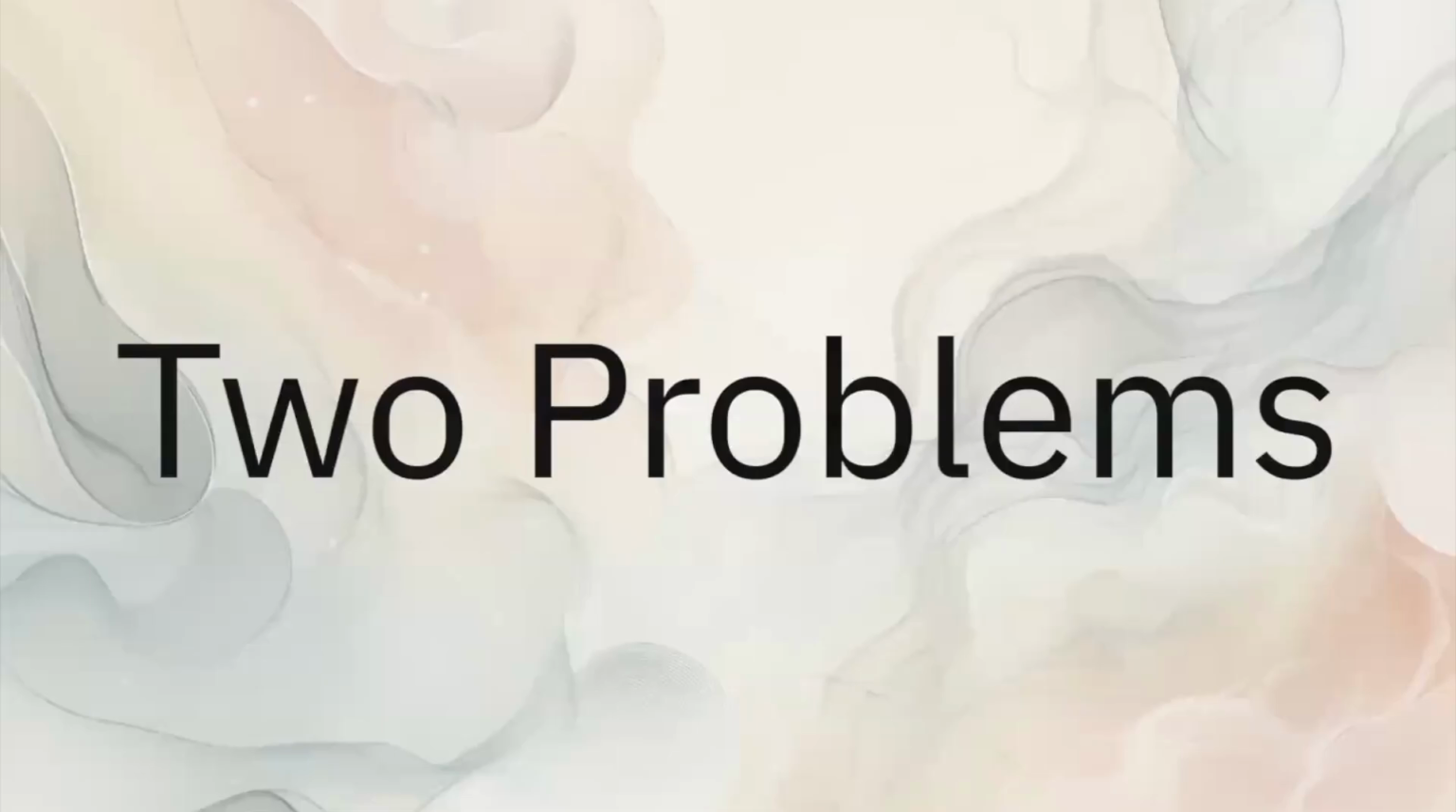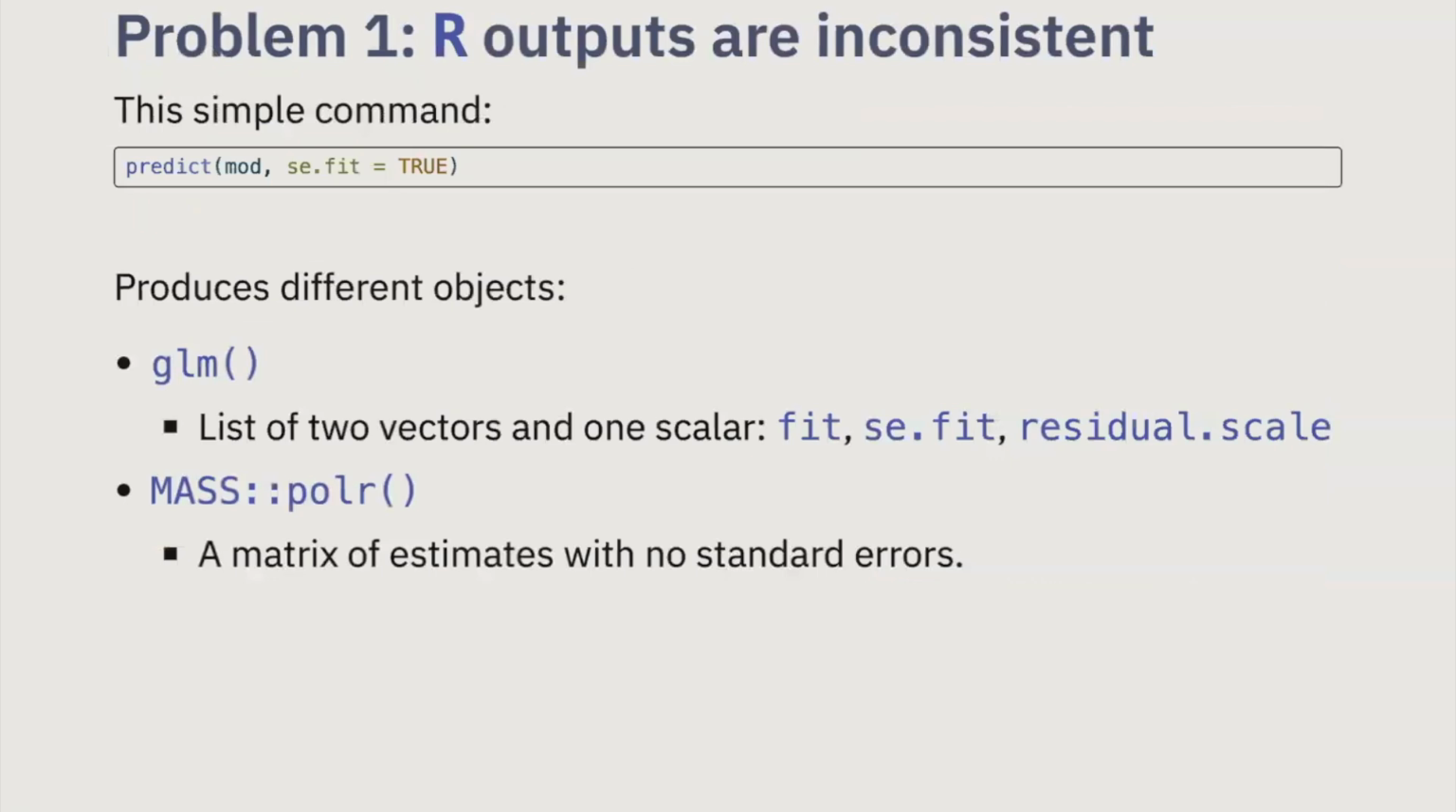Today, I'm going to discuss two main problems that I believe affect, well, certainly affect me and almost certainly you. I think most people who deal with data have to deal with these problems. The first one is that our outputs, and really software outputs in general, are pretty inconsistent when it comes to statistics.